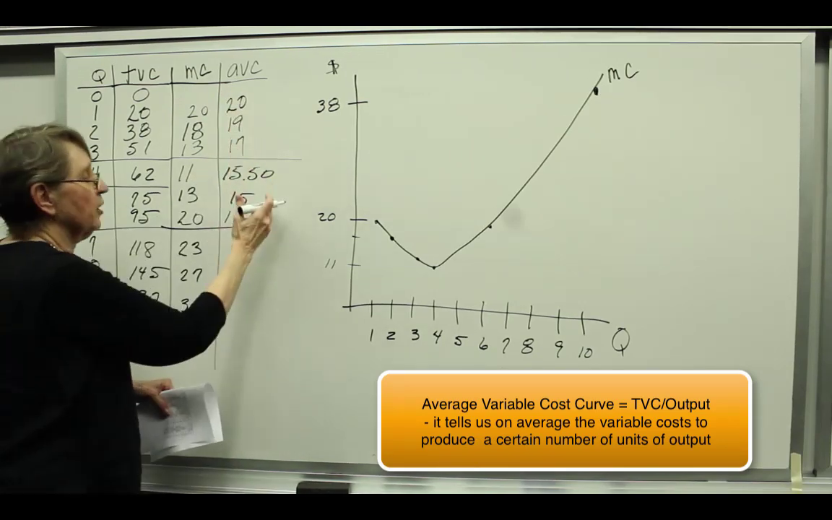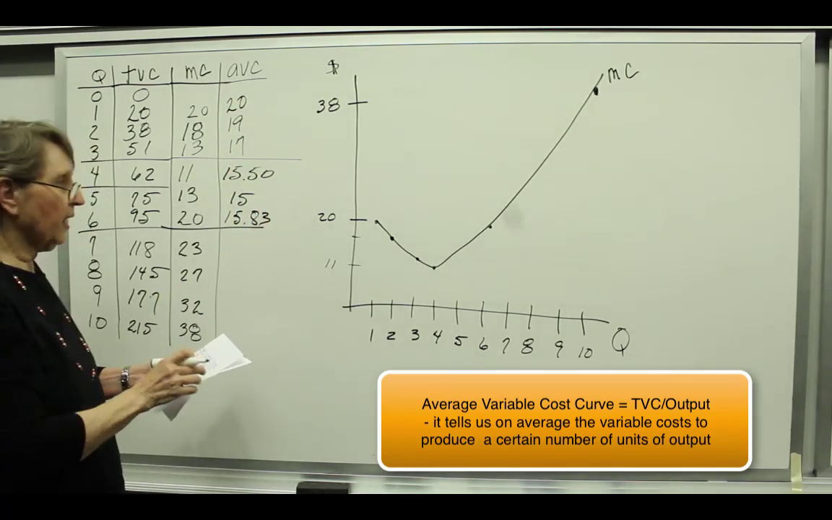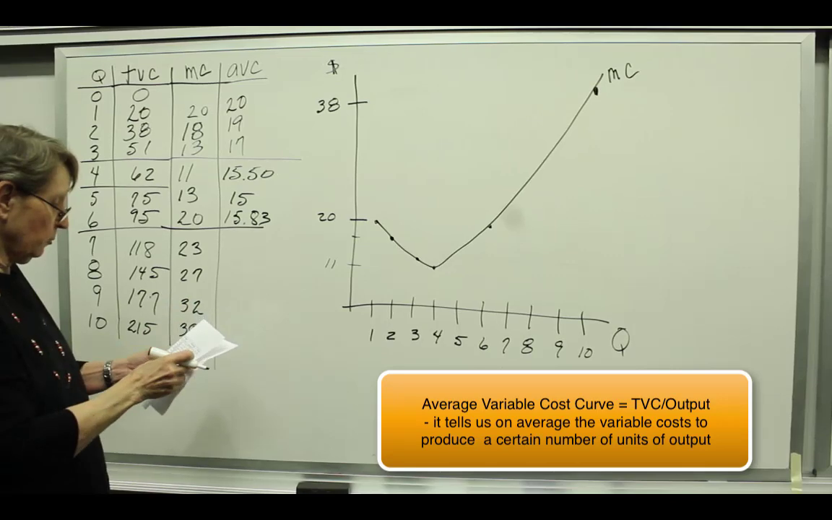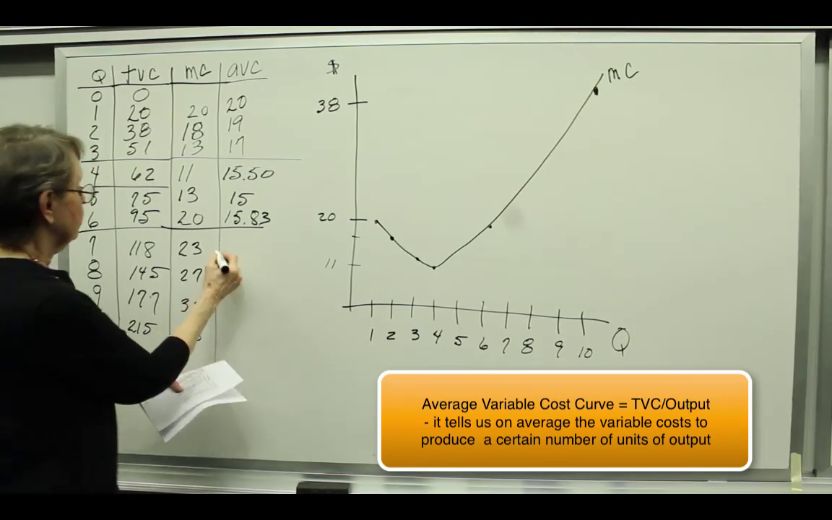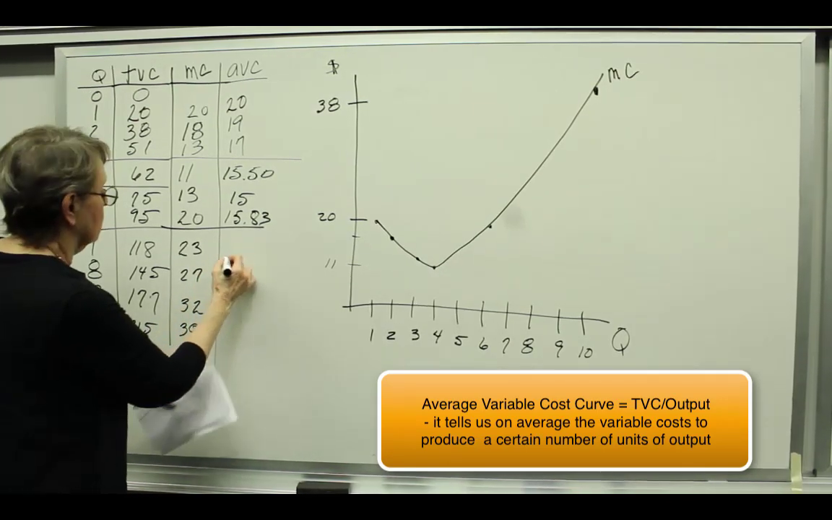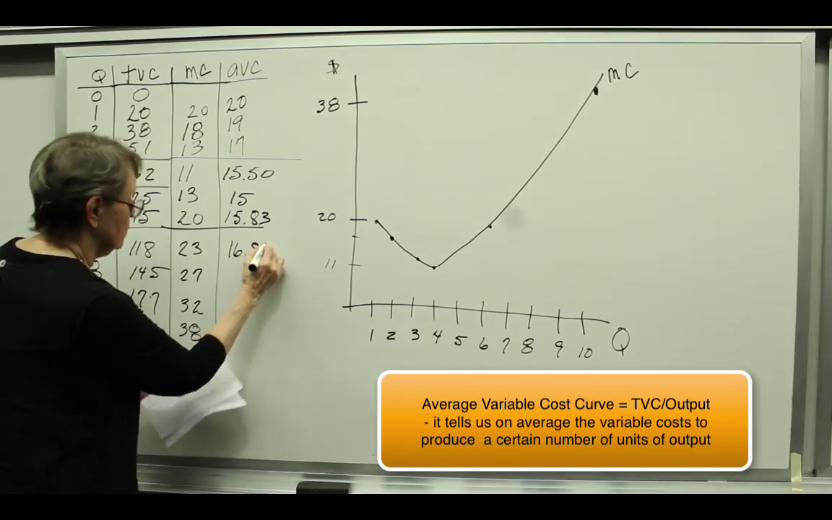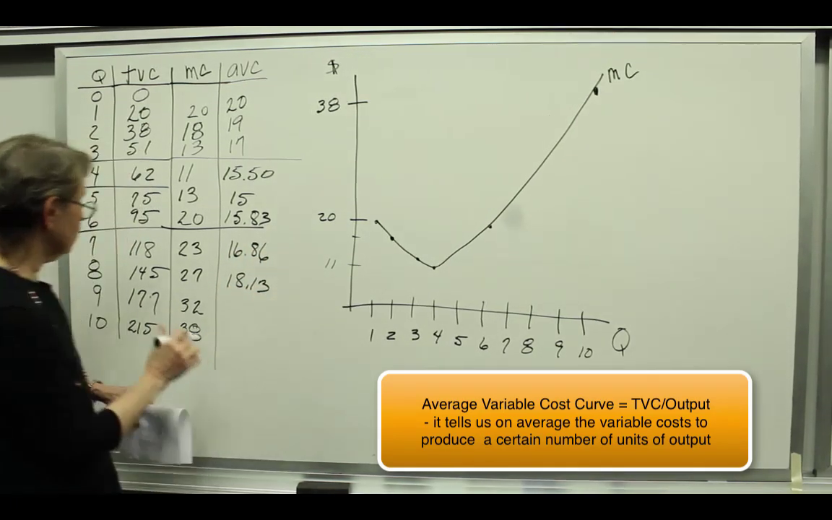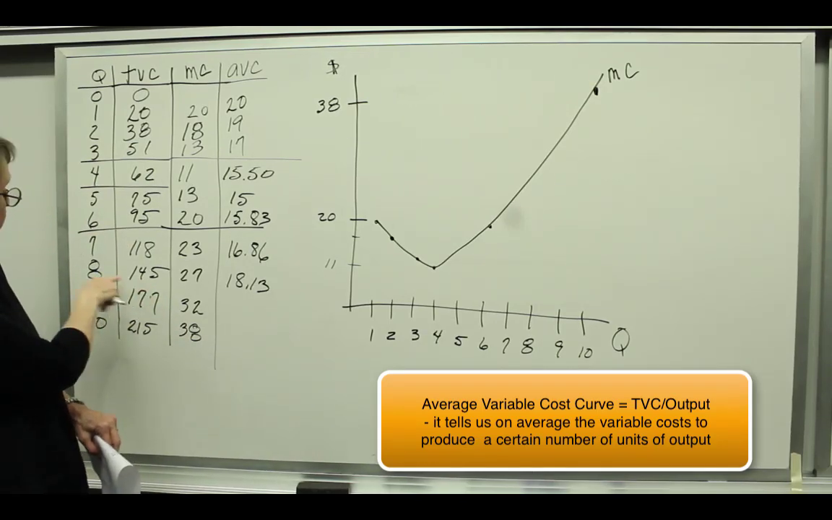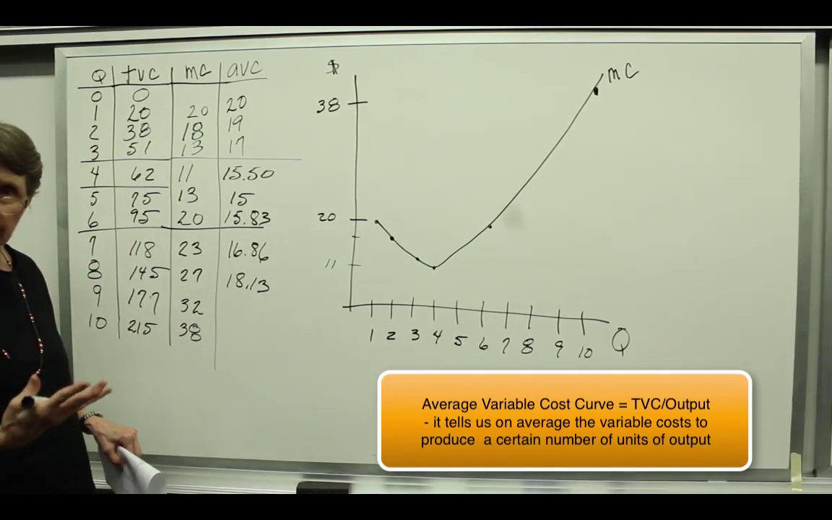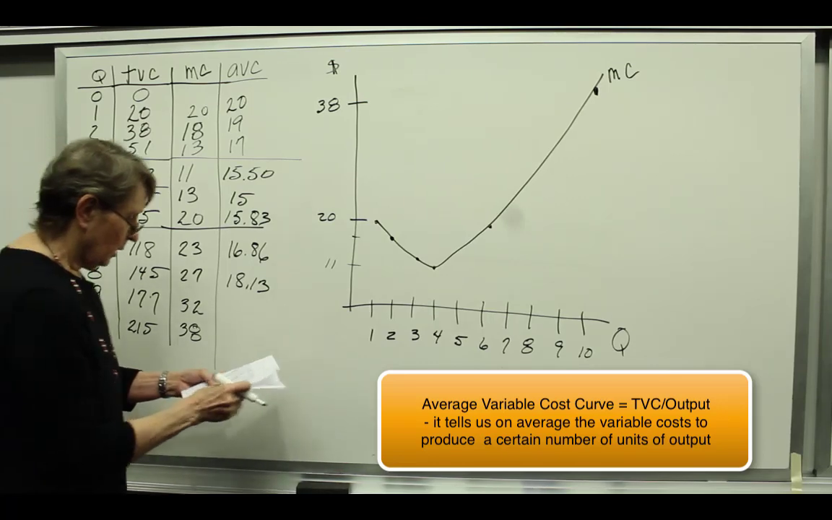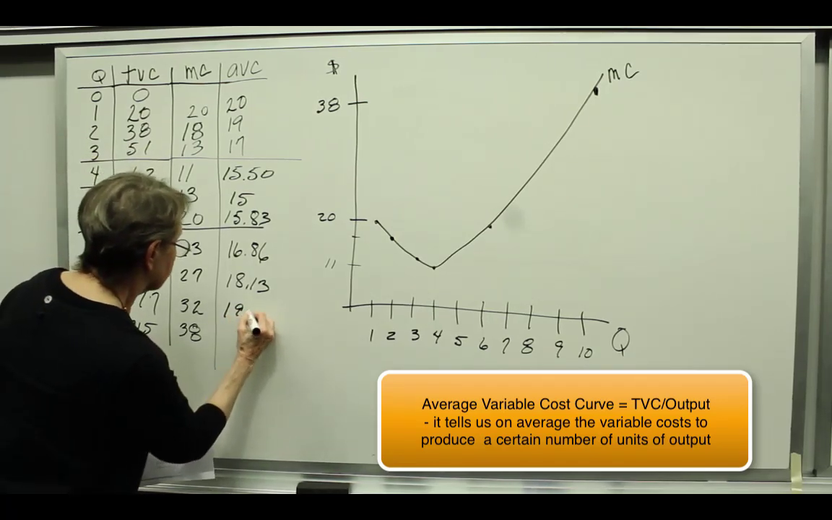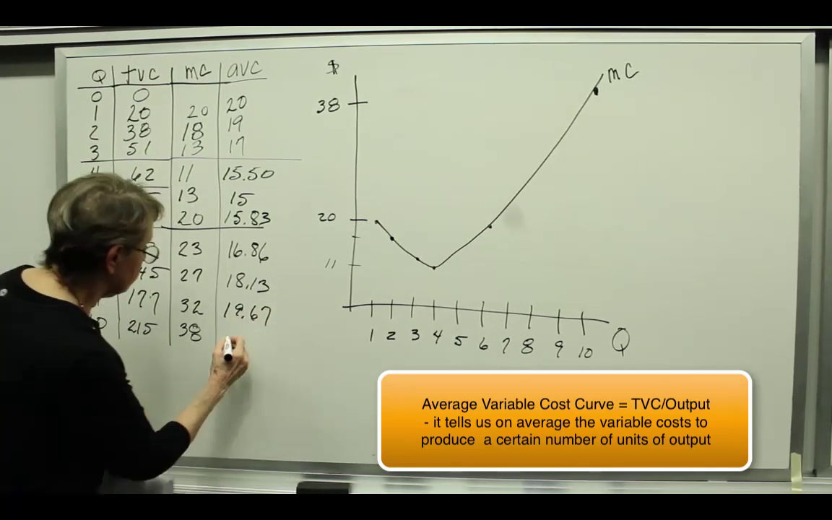At first, average variable costs fall, then they start to go back up, and we'll graph that here, and we'll see why in a minute. $15.83, $16.86, $18.13. Again, you find this by taking the total variable cost and dividing by the number of widgets you're producing. $19.67 and $21.50.